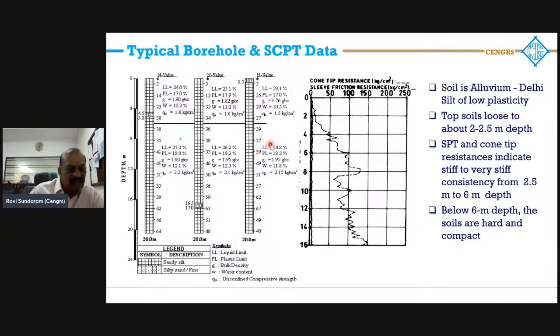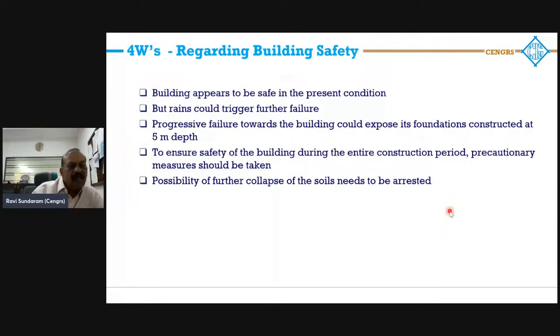So the first step was the assessment of the geotechnical data. This showed that it is primarily sandy silt of low plasticity, and that is the reason why the vertical cuts remain stable. Cone penetration tests also showed that below 2 meter depth, the soil properties are good. And below 6 meter depth, it is really hard and compact. So, assessing the 4Ws, the building appears to be safe in the present condition. But rains could trigger further failure.